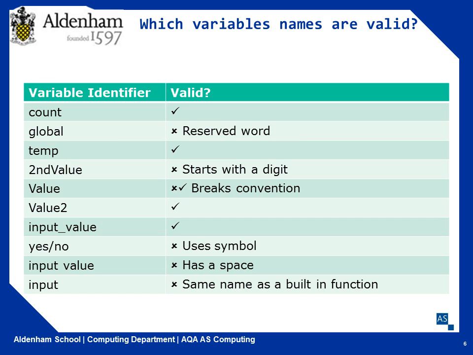The second value starts with a digit. The yes/no has a forward slash, and the interpreter would interpret that as two variable names and you wanting to divide the one by the other. Input value is also not accepted because it's got a space in it, and input is the name of a built-in function, so that won't work.